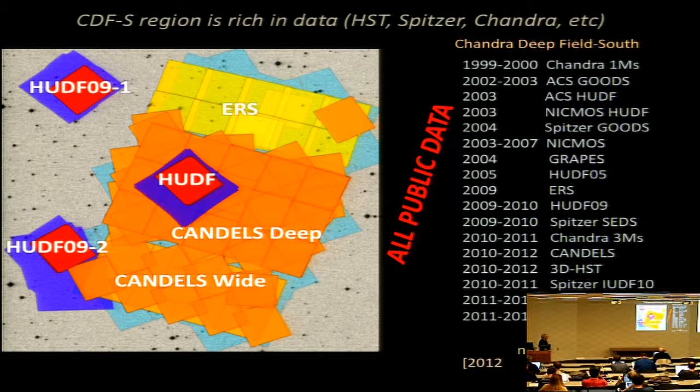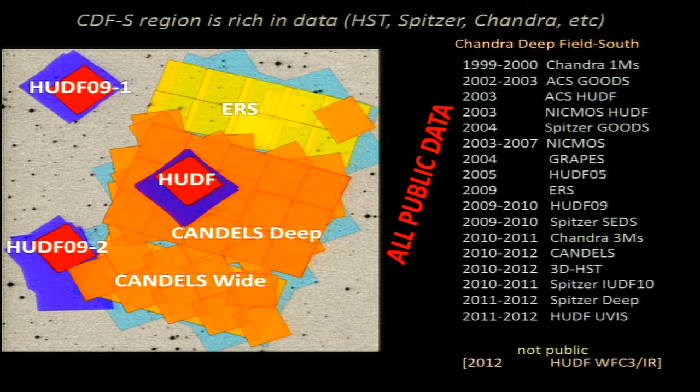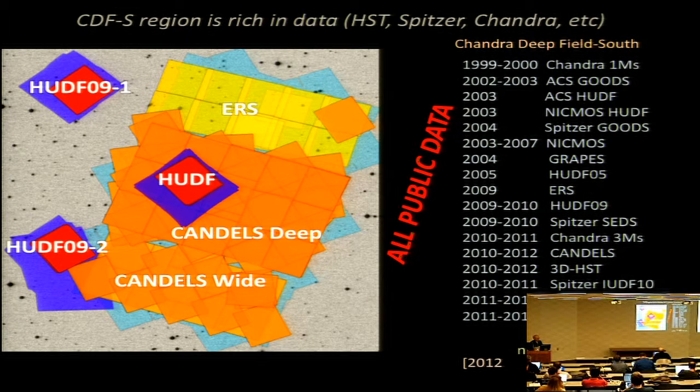And just to give you a sense of this, here, just for the CDF South region, these are all the public data sets. And they go back, started with Chandra, and right through to one set now, which is not public. This is the first ever one. But all the previous data sets were immediately public and open up the ability for a large number of groups to get in there and do work right at the forefront.